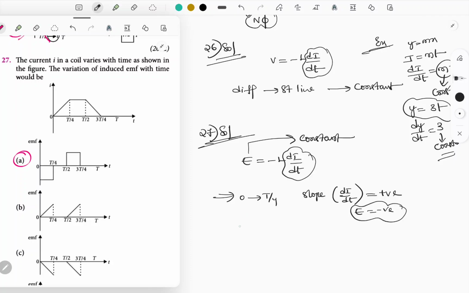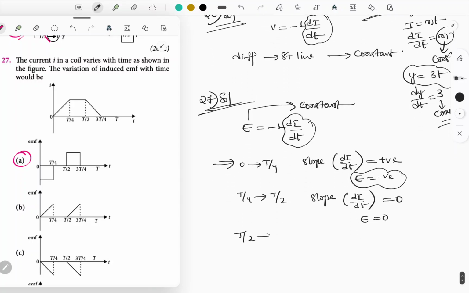Okay, so what about from T/4 to T/2? From T/4 to T/2 the slope is 0. There is no change in current with respect to time, which is equal to 0. Then induced EMF is equal to 0. Next, from T/2 to 3T/4, the slope is negative. Slope is nothing but rate of change of current with respect to time, which is negative. If slope is negative, induced EMF is going to be positive.